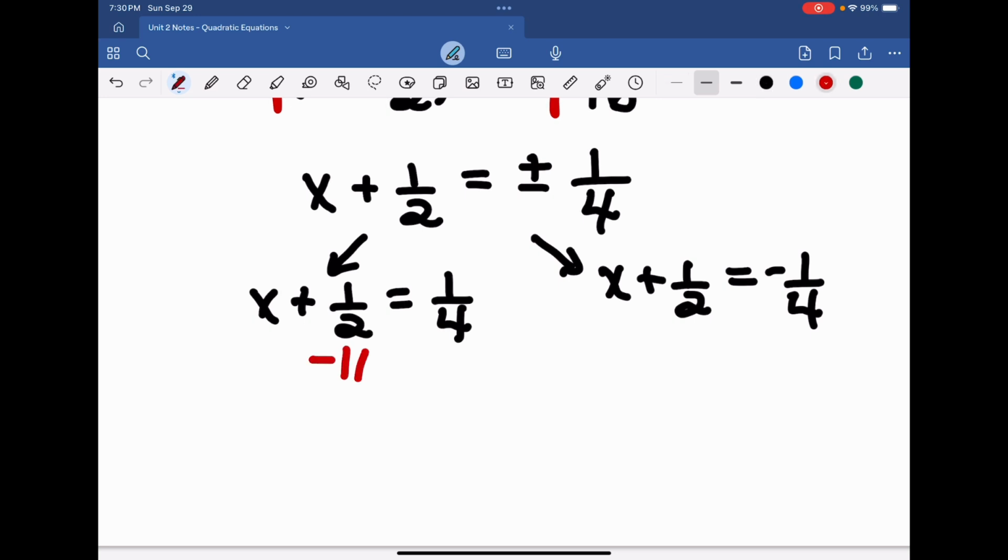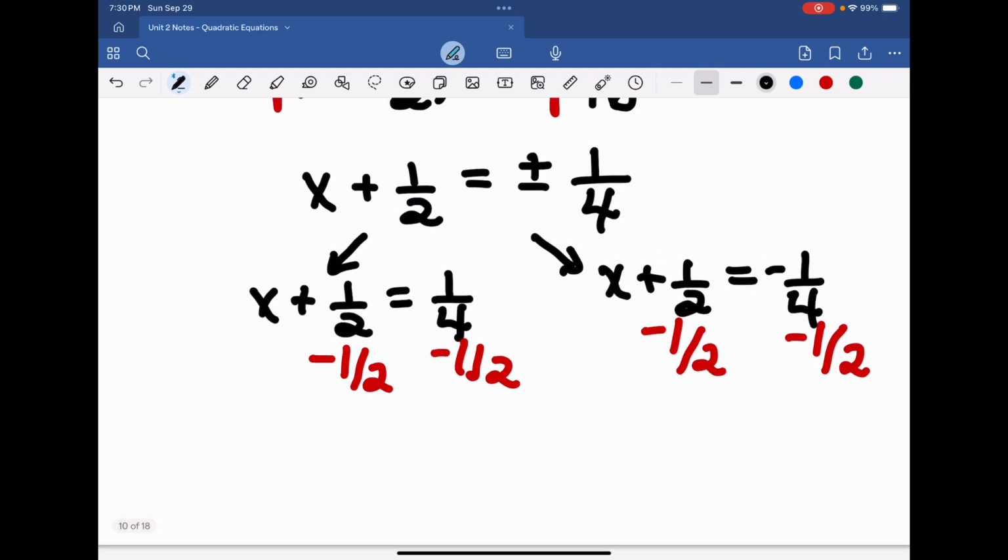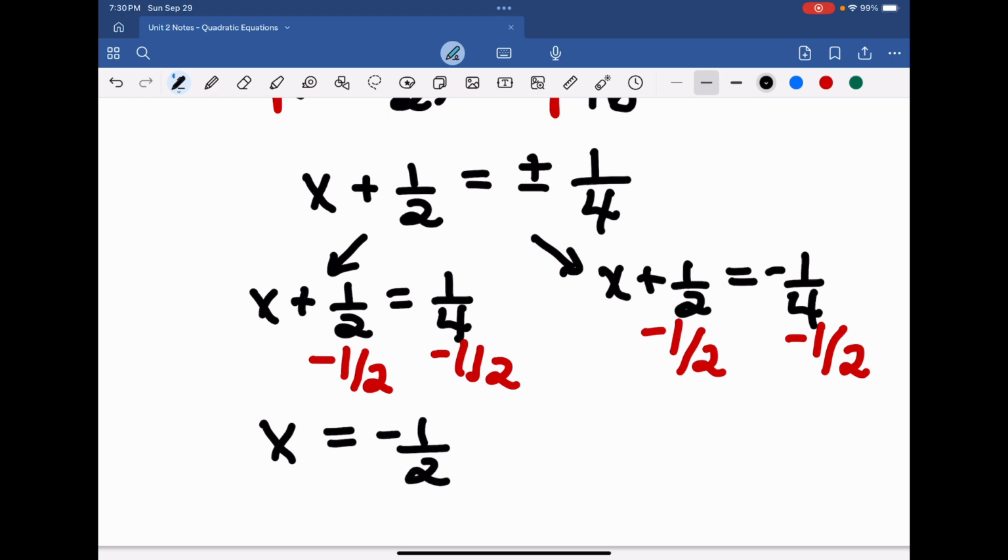Now from both sides, we're going to subtract away 1/2. So subtract 1/2, subtract 1/2, subtract 1/2, and let's just make sure I get that actually as a 1/2 minus 1/2. On the left-hand side, this is going to be x is equal to 1/4 minus 1/2. This is the same as saying I'm going to get negative 1 over 2, and I can't reduce that anymore, so there's the solution.